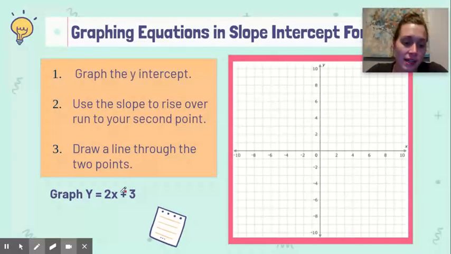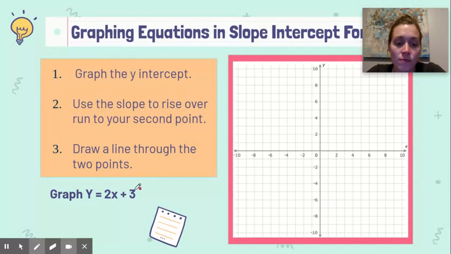Y-intercept, we said, is this number on the end of the equation without the x. So this tells me that it has to cross through my y-axis at +3. So we're going to go to +3 on the y-axis, and we're just going to plot a point there at +3. We've just graphed the y-intercept.